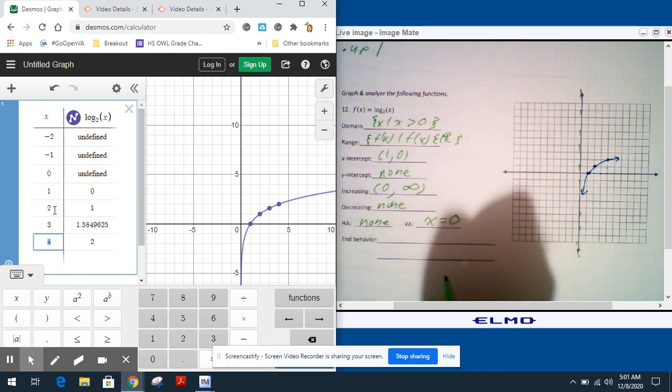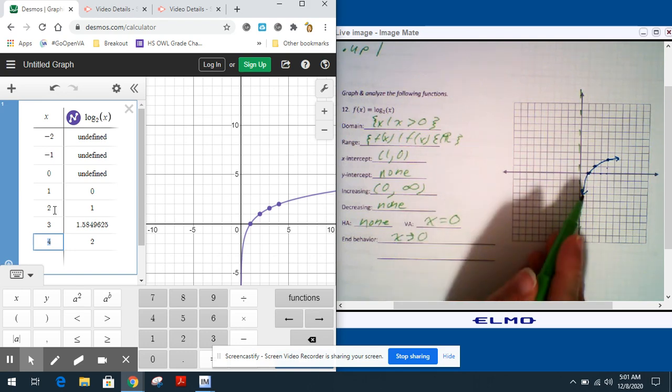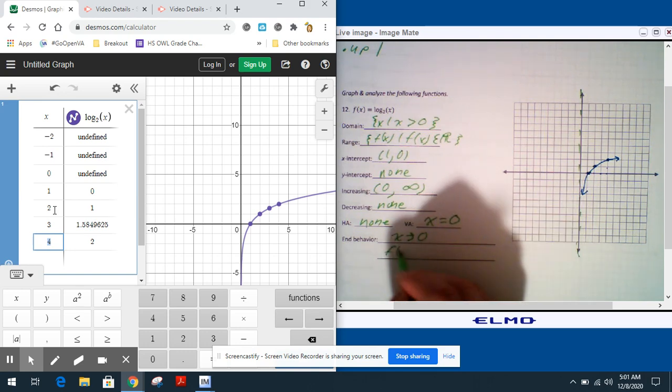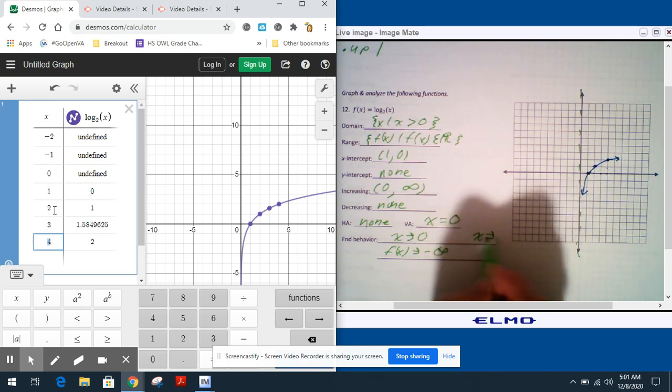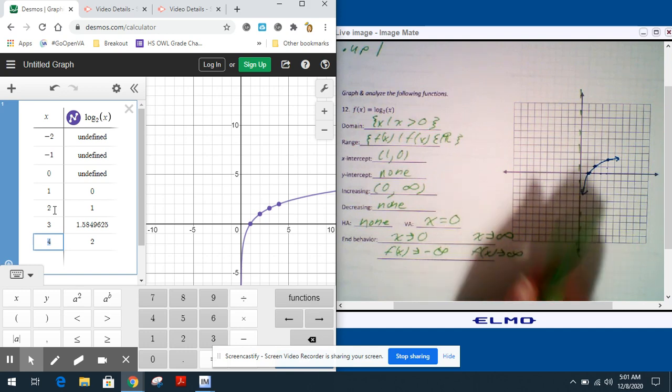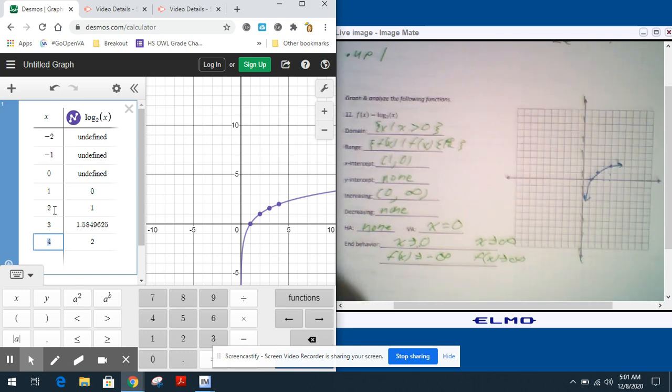For my end behavior, for this left arrow, x is approaching 0 because I'm getting closer and closer to 0. But f of x is going down, so it's approaching negative infinity. For the right arrow, x approaches infinity, and f of x also approaches infinity because I'm going right and up. So it's going to be one of the very few times where we don't have a negative infinity and positive infinity for our end behavior. It's going to look a little different.